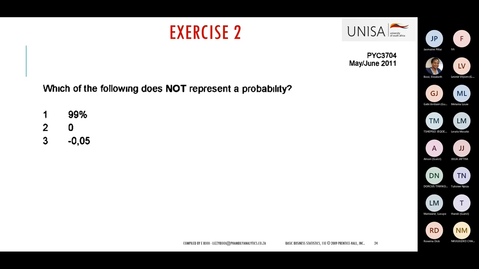But which one of these does not represent probabilities? 1, 2, or 3? Number 3, because it cannot be negative. It can never be negative. So number 3 is the one that does not represent a probability, because remember that the probability of an event A can only lie between 0 and 1, or between 0% and 100%. This is something that you always need to remember.